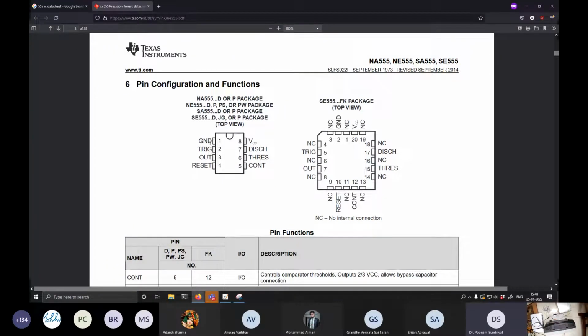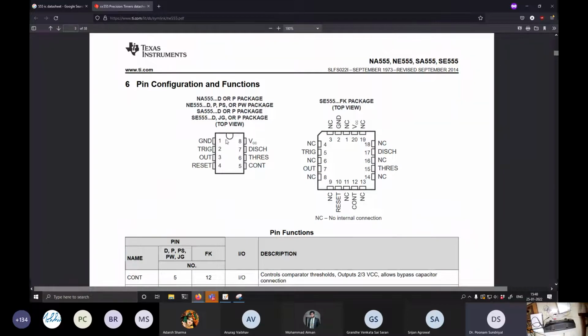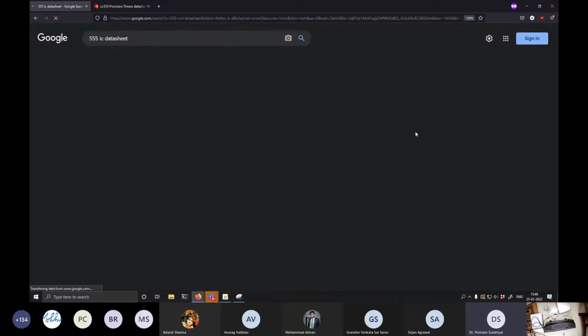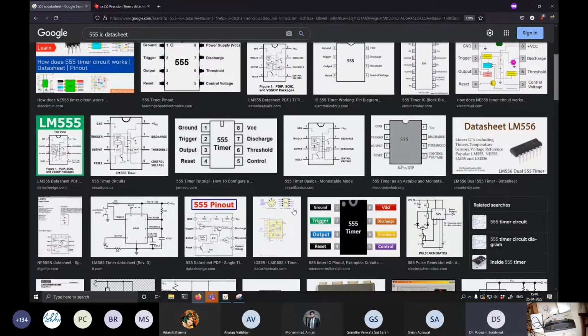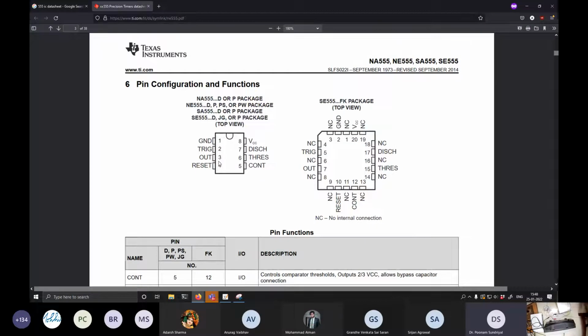So this kind of package is called a DIP package. So this is an SE555. We don't bother with this. We're going to deal with the 555. Okay. And it has 8 pins, and the pin numbering starts from the notch on the left side. So there is a notch on the chip. So there's a notch over here. And so the pin numbering starts from 1, 2, 3, 4, 5, 6, 7, 8. So there are 8 pins.